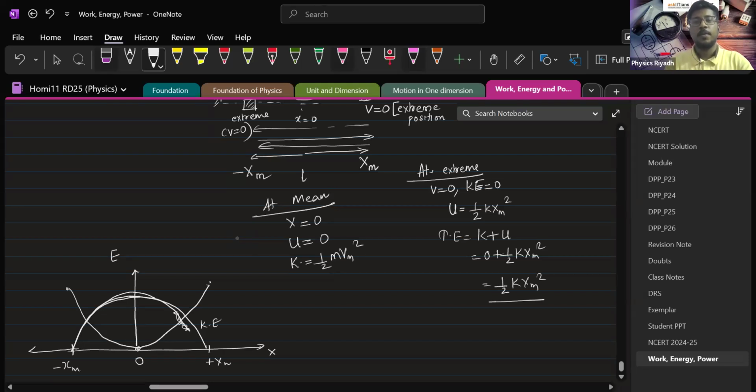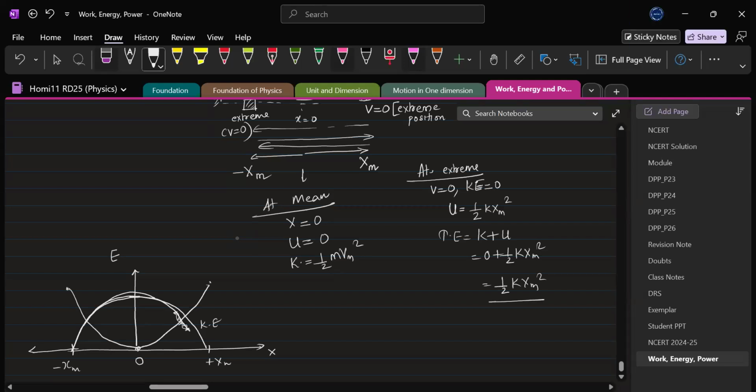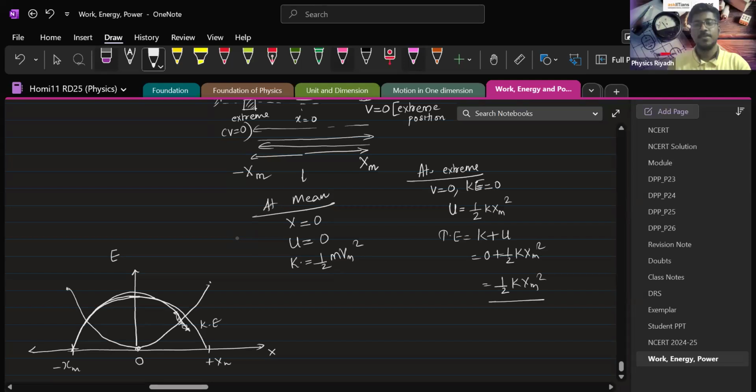So we will compare it with the energy versus x graph in the case of gravitational potential energy and kinetic energy. We will do it tomorrow, in the next class. But for now, just complete the notes here.